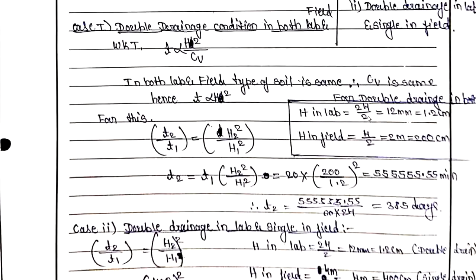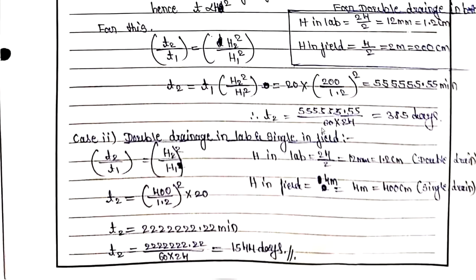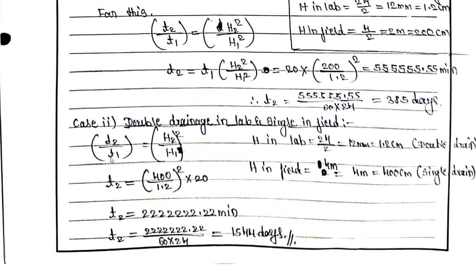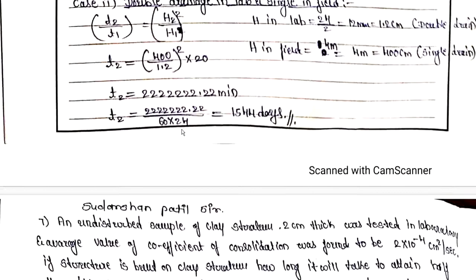H for double drainage we have already calculated. Similarly, H for single drainage also we have already calculated over here. In the same way, for double drainage as we calculated, we are going to apply the quantities and find out the answer. Finally we are going to convert it into days. Similarly, we apply it for double drainage in the lab and single drainage in the field. You must be very careful in applying double and single drainages. So finally we are going to get the answer for these two cases.